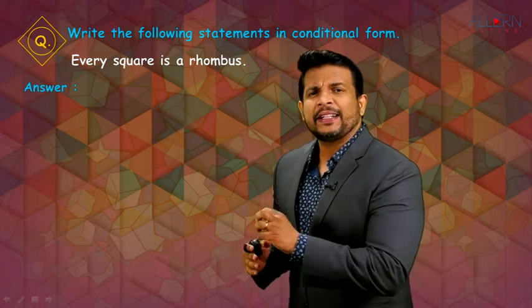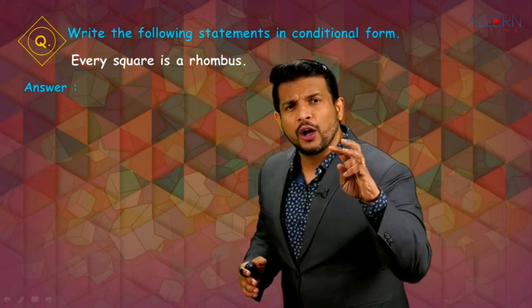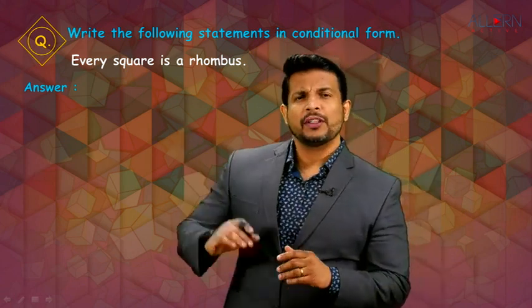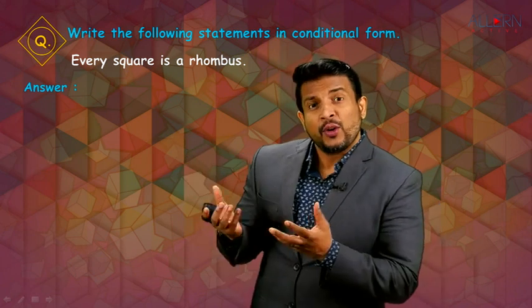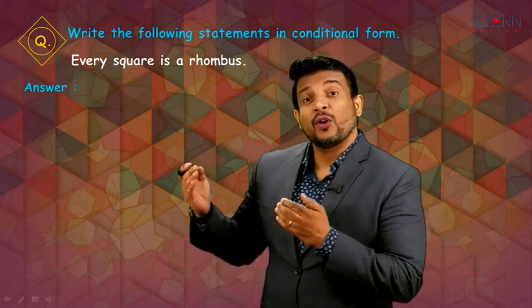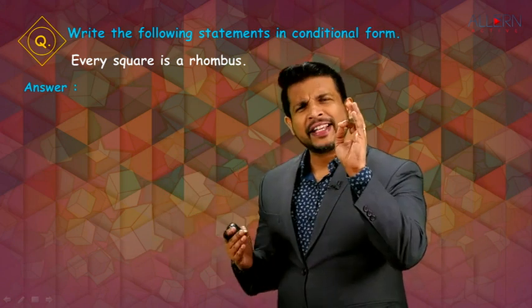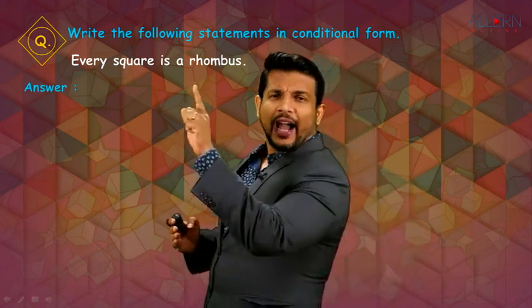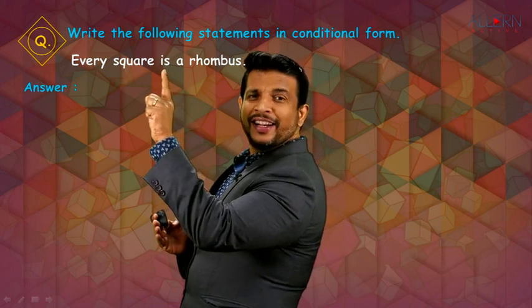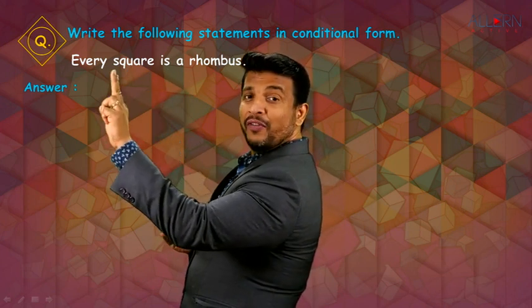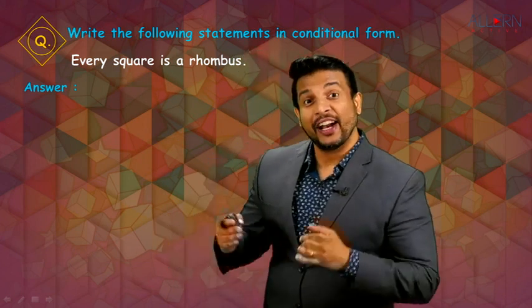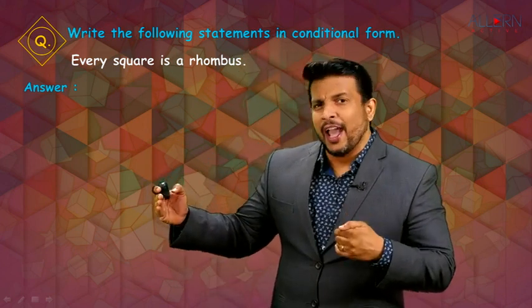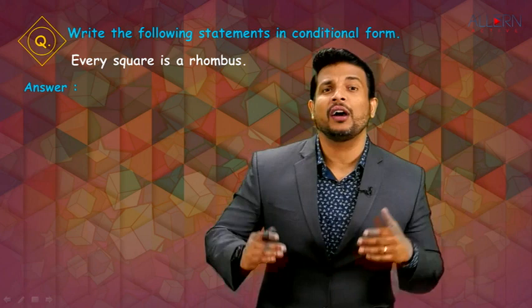Now the first statement says that every square is a rhombus. Now from this, how do we write? Right, first we need to understand what is the given here, right? We're talking about a square, and one very simple thing I'll make you understand from such statements. Identify the verb. The verb is here, that is. So before that, what we have is nothing but the given. That is what we'll write between if and then, and whatever follows after that is going to be the consequent.